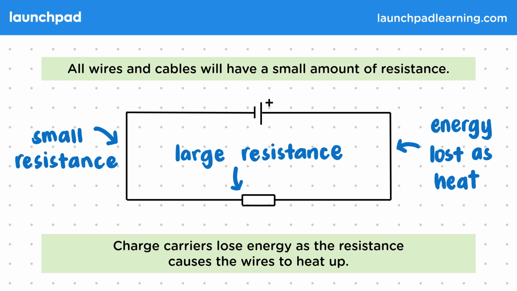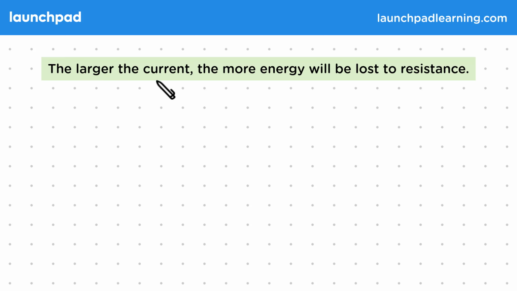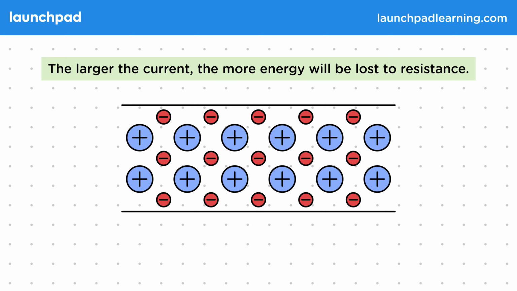As we know, the power output of a component is given by the current multiplied by the potential difference. So what happens to the heat loss with higher currents? Well, the larger the current, the more energy will be lost to resistance. Remember that current is transported by delocalized electrons that are all moving in the same direction through the wire.